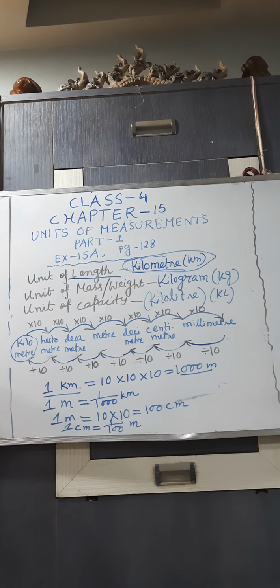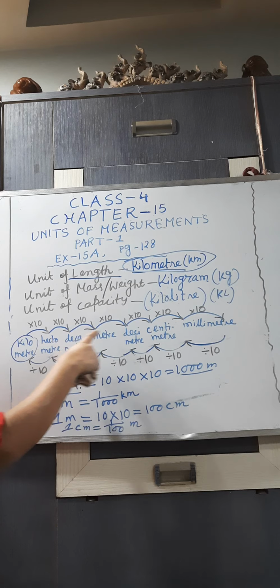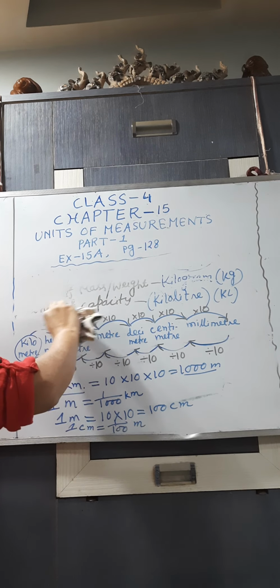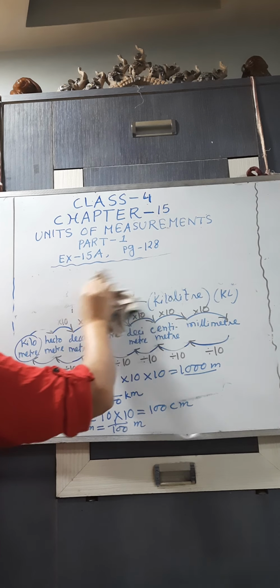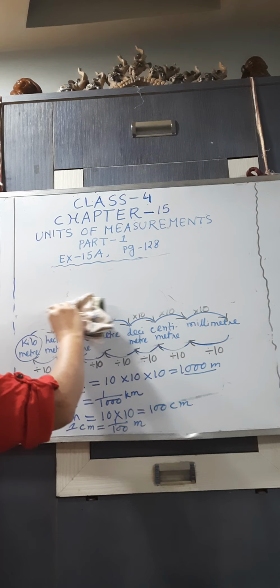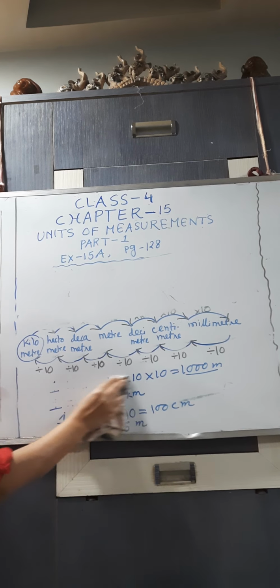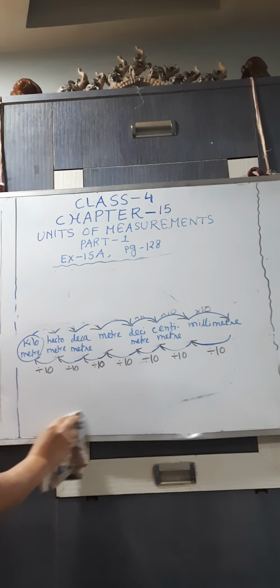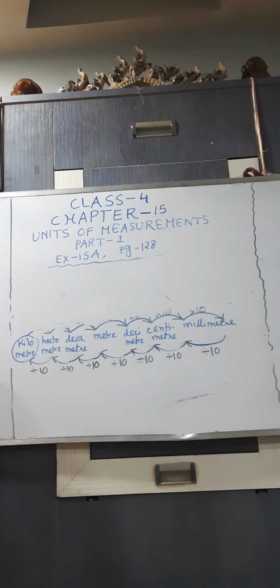So to do the sums, you will have to remember this chart. From bigger unit to smaller unit, we multiply by 10. And from smaller unit to bigger unit, we divide by 10. Now I am rubbing this portion also. Now exercise 15A.